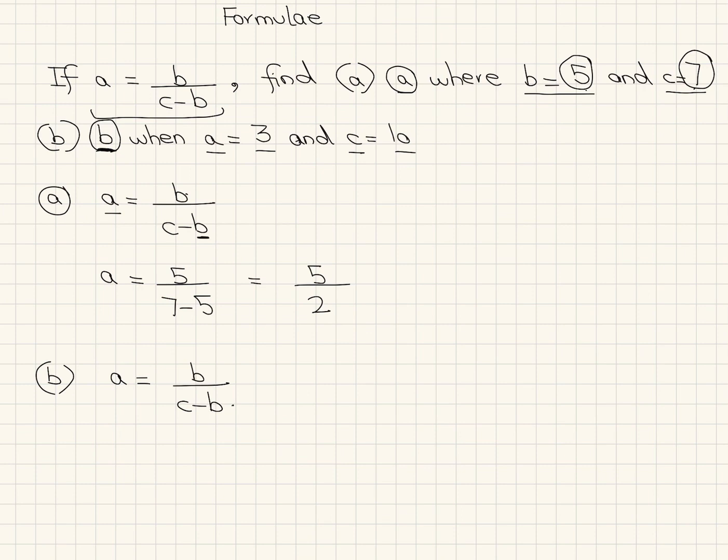So what is the value of A? A is 3, B we do not know, so B we write down as it is. C, we know the value of C, which is 10. We write it down here, and B comes here as it is.